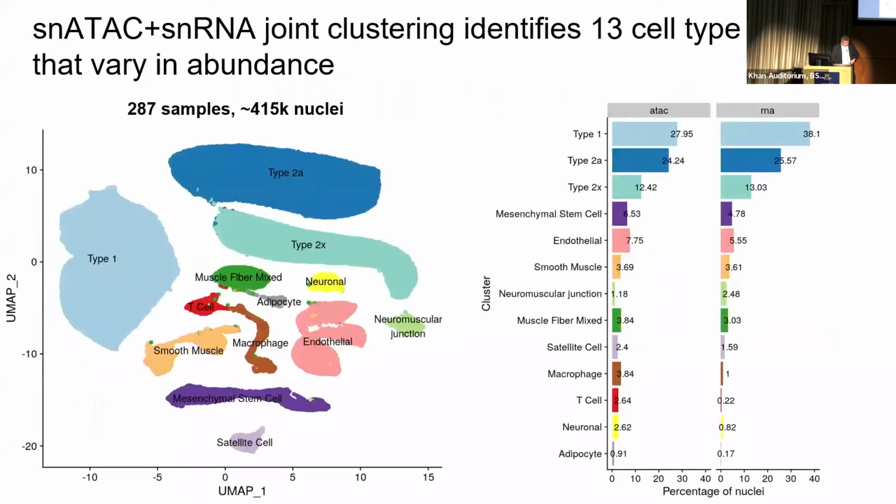So I'm going to fast forward to the analysis that we got. This is only looking at a subset, 287 of the 400-ish samples. You can see we get different fiber types, type 1, type 2A, type 2X, and then a bunch of other different cell types that we expect, all at low abundance. In the bar plot, you can see we've quantified, based on both modalities, the ATAC on the left and the RNA on the right, how much of the different fiber types we observe, quite a bit, all the way down to adipocytes and less than 1% of the data in your skeletal muscle.